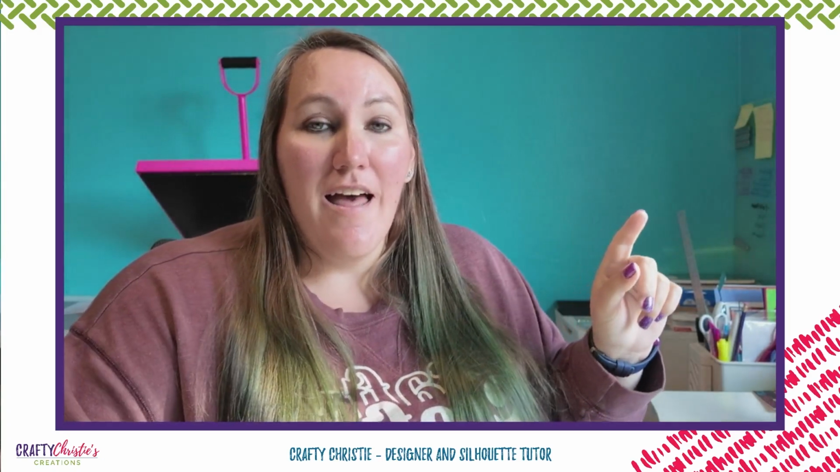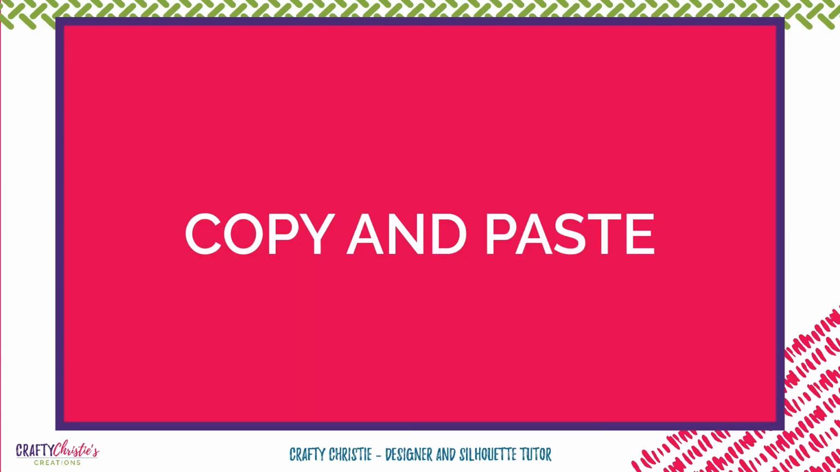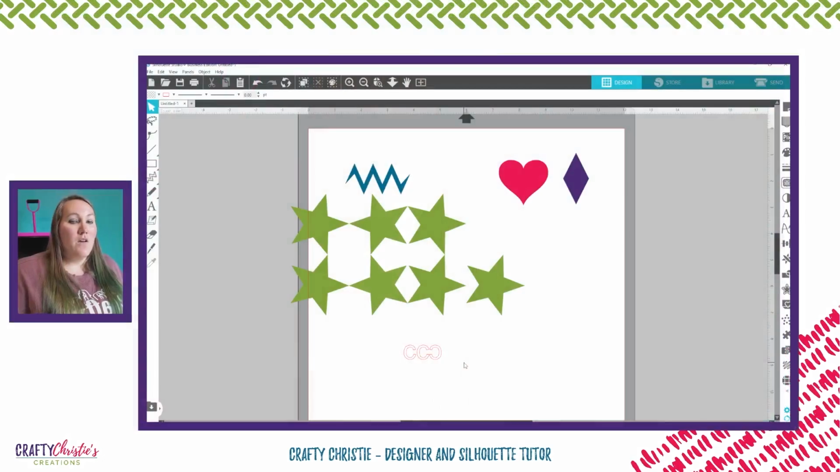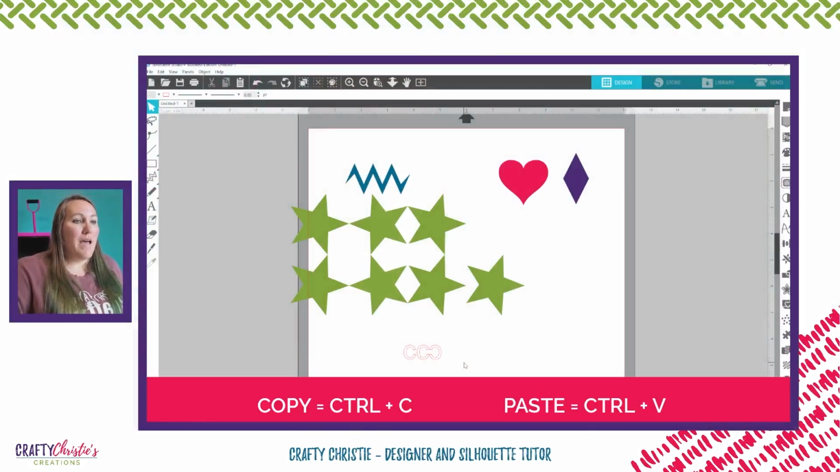Okay, for the fifth and final thing that you should know for keyboard shortcuts, that is to copy and paste. Now, this is one that's pretty simple. We probably have all used this in other programs, but did you know that you can also do that here in Silhouette Studio? In order to do my copy and paste, Control plus C makes a copy, Control plus V pastes. And then you can click and drag that wherever you want.